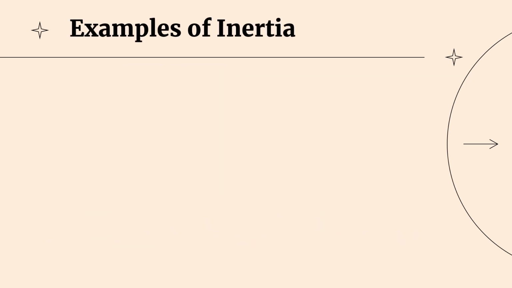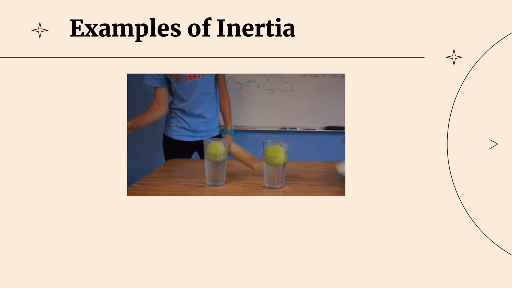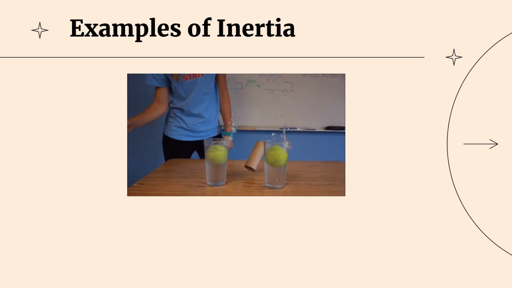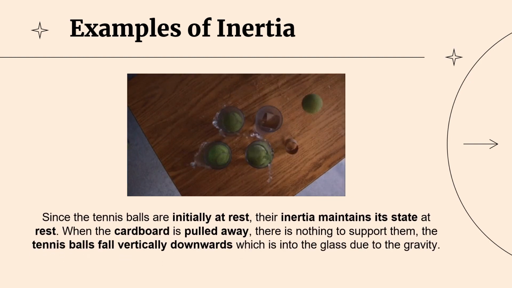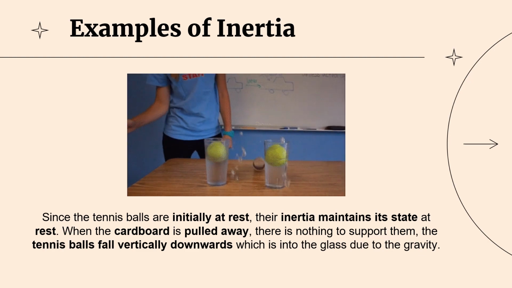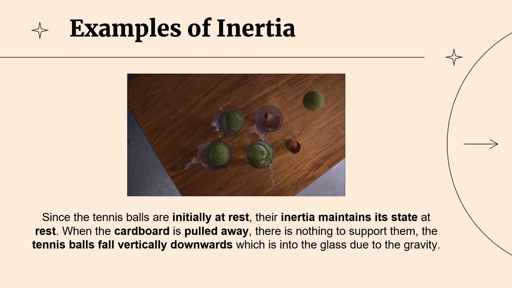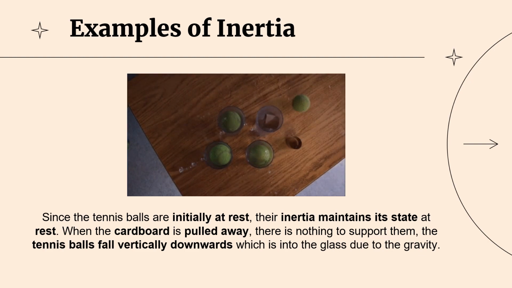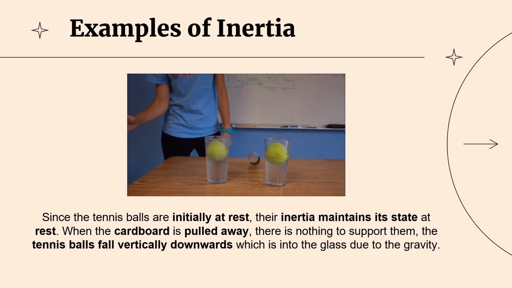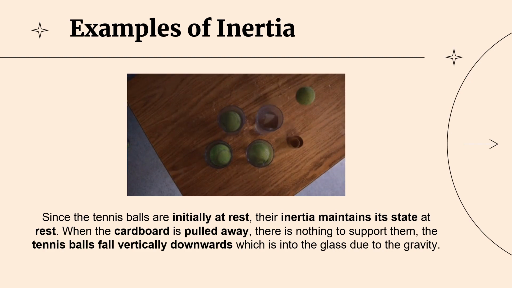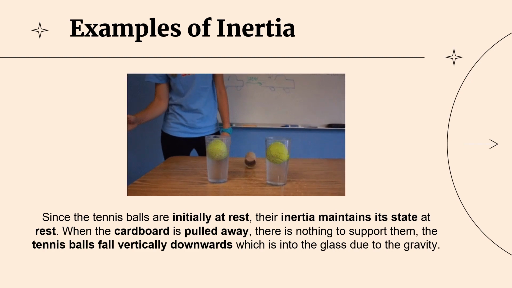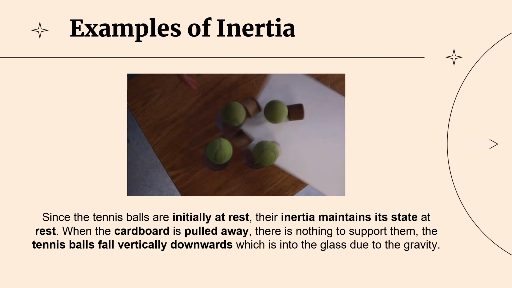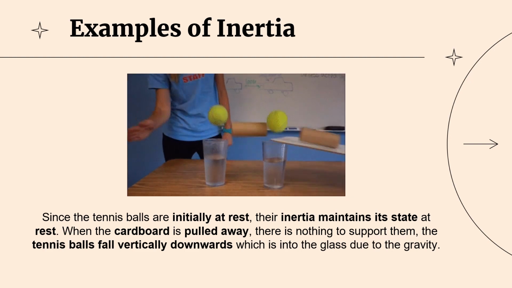Look at the next example. It is about tennis balls which are initially at rest. Since the tennis balls are initially at rest, their inertia maintains their state at rest. When the cardboard is pulled away, there is nothing to support them. The tennis balls fall vertically downwards, into the glass, due to gravity.